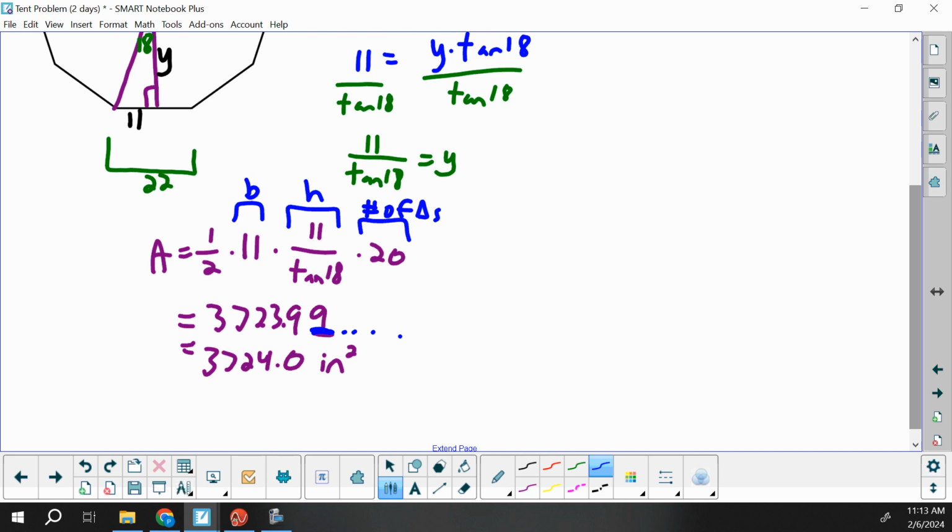So sometimes that can be tricky rounding. Think of this here as a 39. 39 would go up to 40, so that's why it ends as a 4.0. You have to have something in the tens spot when you're rounding to the tenths. And then we had inches for our units, so we have inches squared.